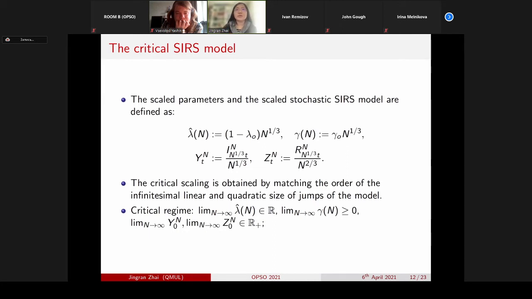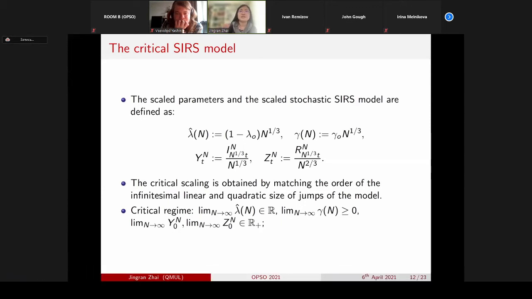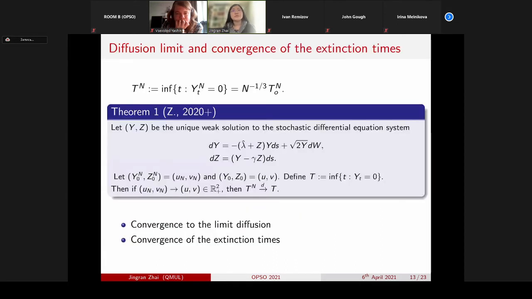And we call this scaling the critical scaling. The critical regime is when both the parameter and the initial state of the Markov chain are of the same order as the critical scaling, as shown in the third item. Of course, then the extinction time will also be scaled accordingly. So as in the first line, we can see that the extinction time in the critical regime is of the order n to the power of 1/3.